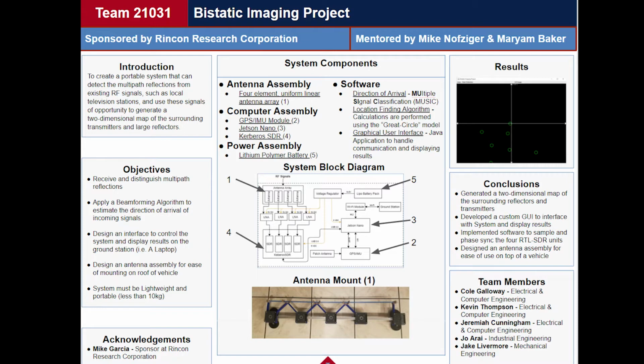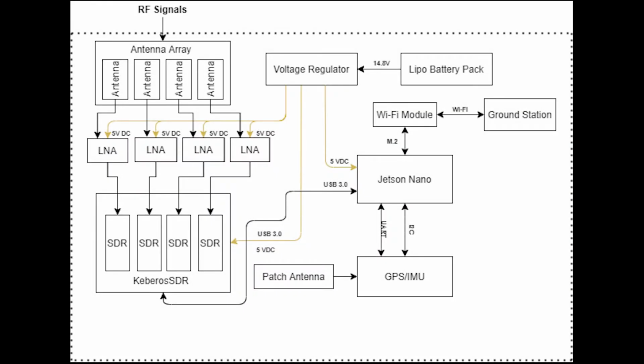Our software consists of direction-finding algorithms such as MUSIC, which is multiple signal classification, as well as location-finding algorithms, for example, the Great Circle Model. A graphical user interface, or GUI, is a Java application to handle communication and displaying results. And on the top right, we have an example of what our two-dimensional image will look like displayed on our graphical user interface. This is our system block diagram.